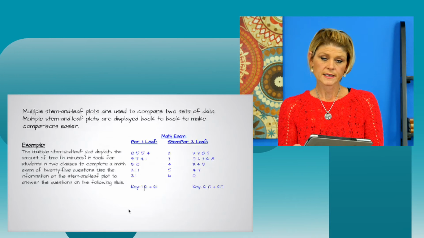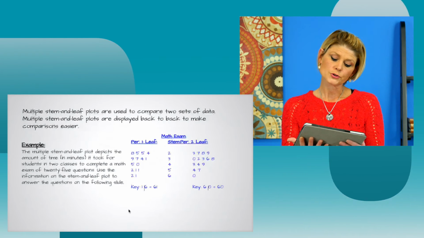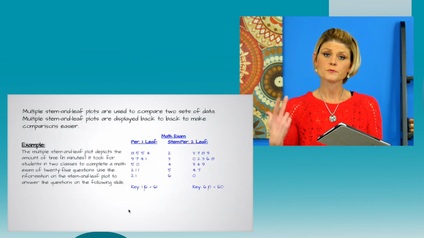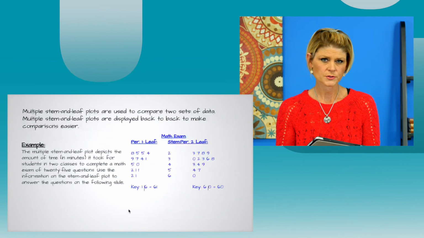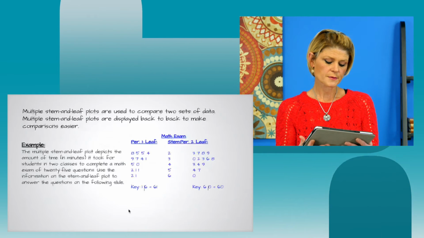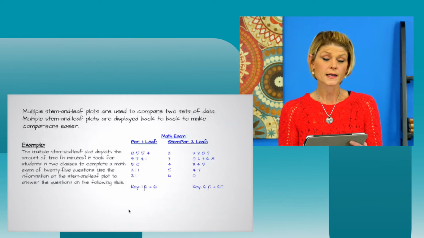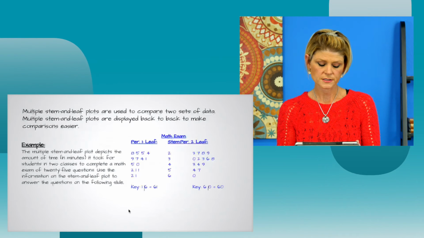All right, now we're going to take it a step further. Multiple stem and leaf plots are used to compare. Sometimes they're used to compare two sets of data, and that's what we're going to be looking at now. Multiple stem and leaf plots are displayed back to back to make comparisons easier.